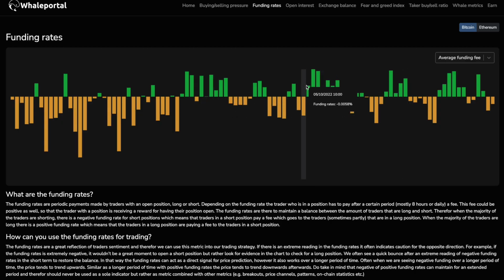So when the funding rate is, for example, as you can see right here, positive, that means that the longs are basically paying the shorts, which means that there are right now more long positions open in terms of order size than short positions. The opposite is true as well. When there are more short positions open than long positions, the funding rate will turn negative, and the short positions pay a fee to all the traders that are in a long position.